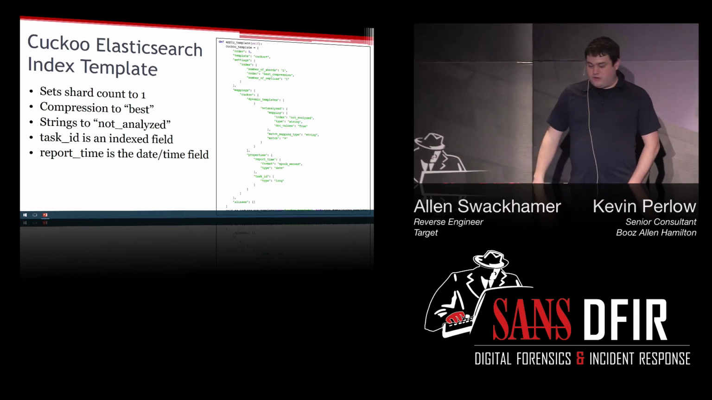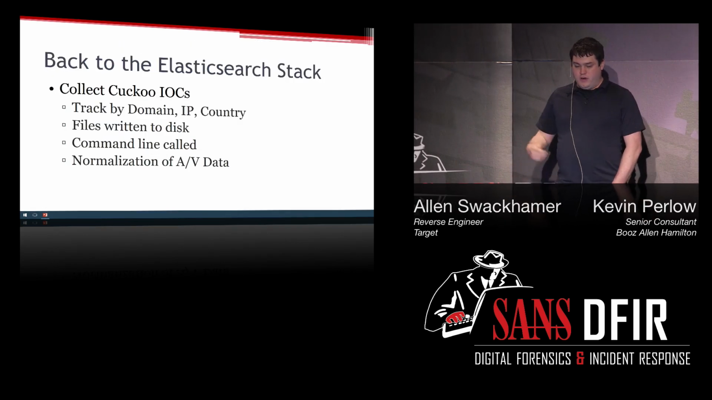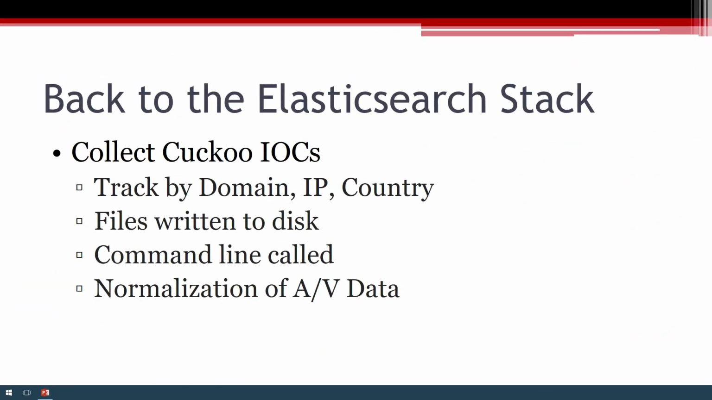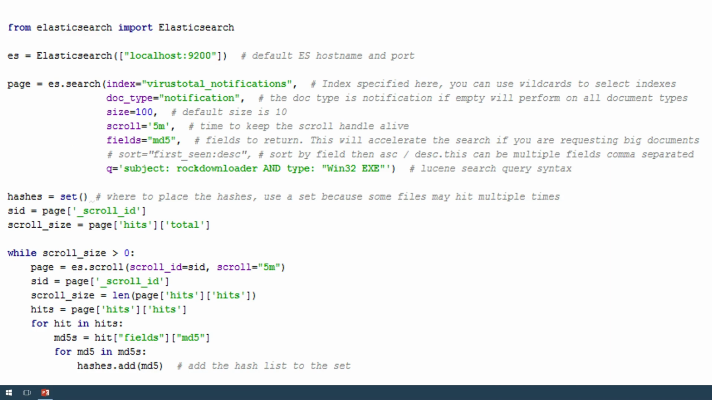So back to the Elasticsearch stack and what we want to see out of Cuckoo. We're going to want to try to get the files written to disk, our network IOCs. Cuckoo also does some normalization of the antivirus data. They also ping VirusTotal too. So how are we going to do this? Once we've actually got the notifications into Elasticsearch, we need to pull them somehow.